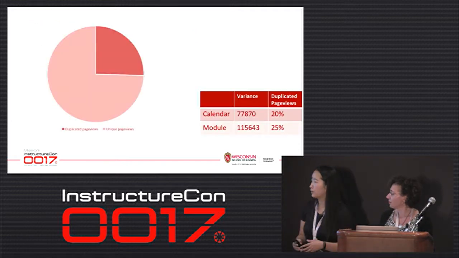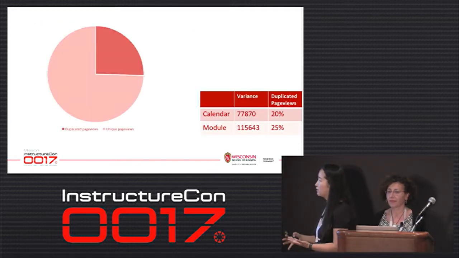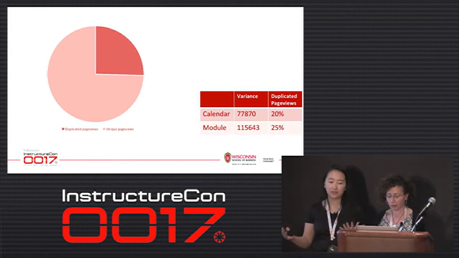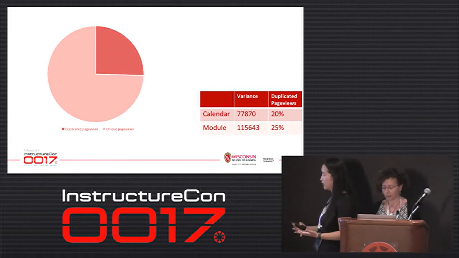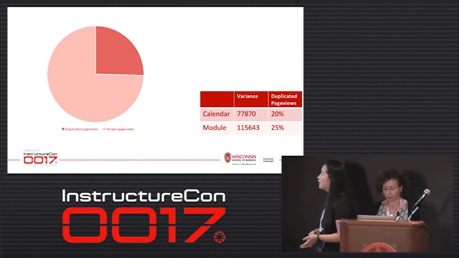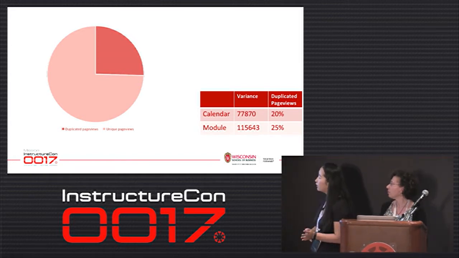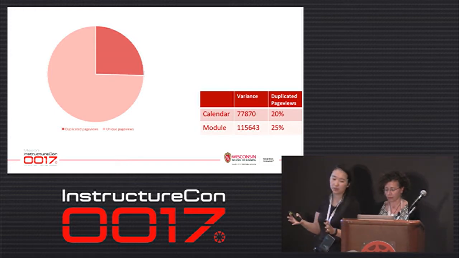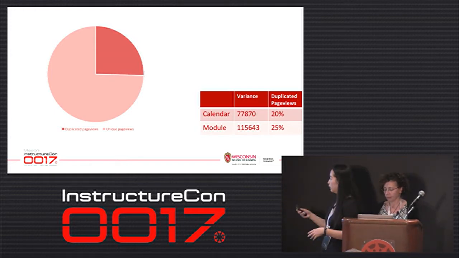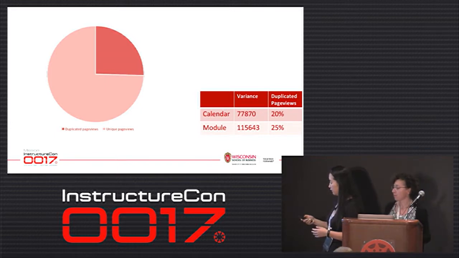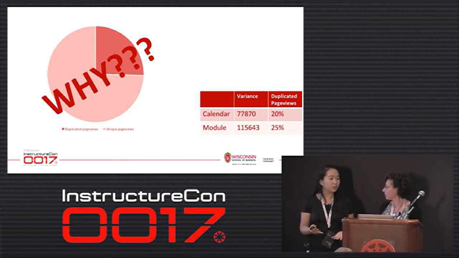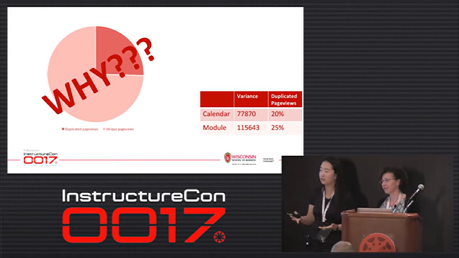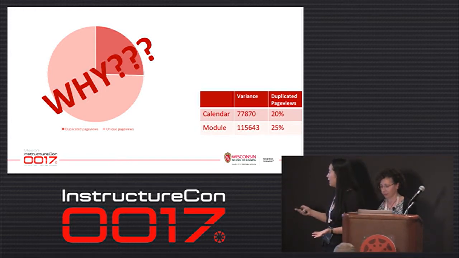So we thought this was the perfect combination of courses to compare, because they, again, have the same curriculum, but the only thing that was different was the design, the layout. But what we found was that 25% of the page views in this module-driven course were duplicated, and that's a lot higher than the 20% for the calendar-driven course. So we were baffled, because we thought we had it down. We thought it was good design, at least better than the calendar one.